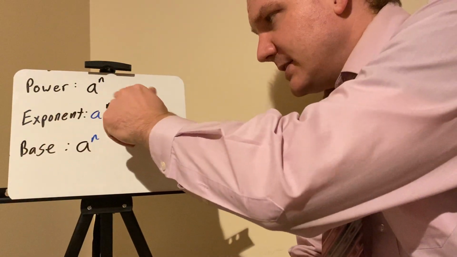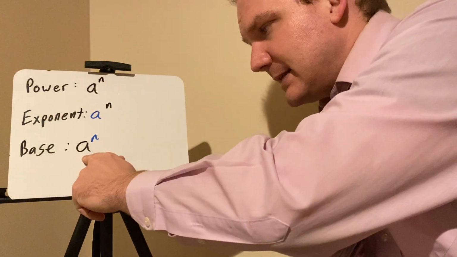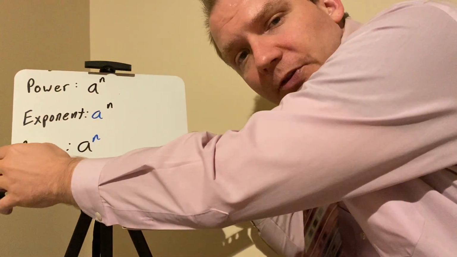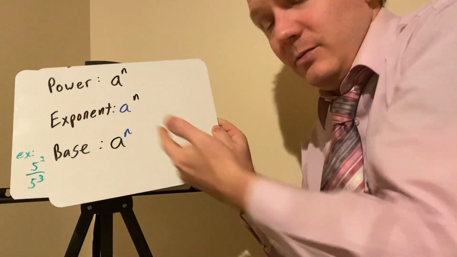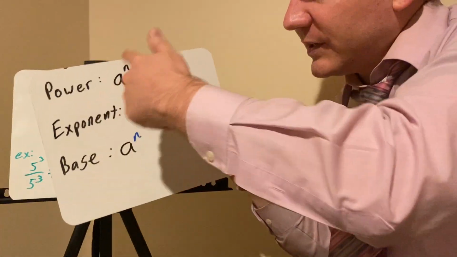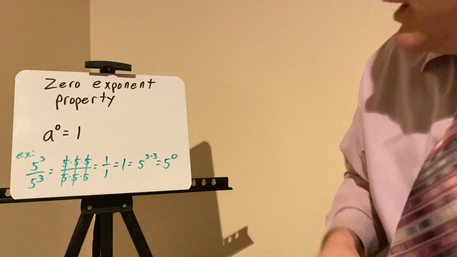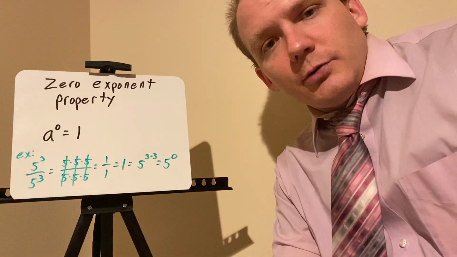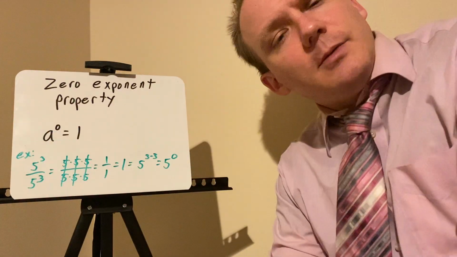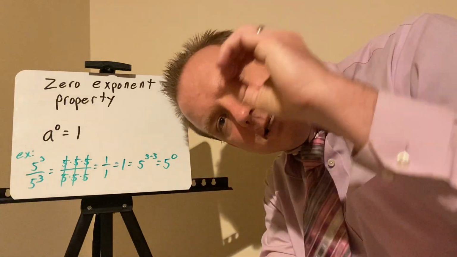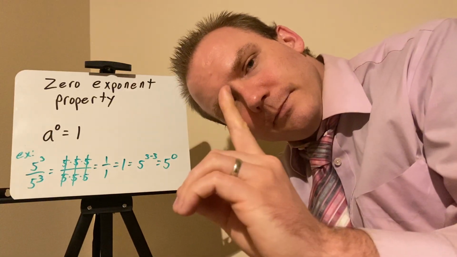An exponent is just the n there, and the base is the actual a term that you multiply by itself. The exponent indicates how many times to multiply it. The whole expression is called the power. So the zero exponent property says that whenever I raise something to the power of 0, it equals 1.